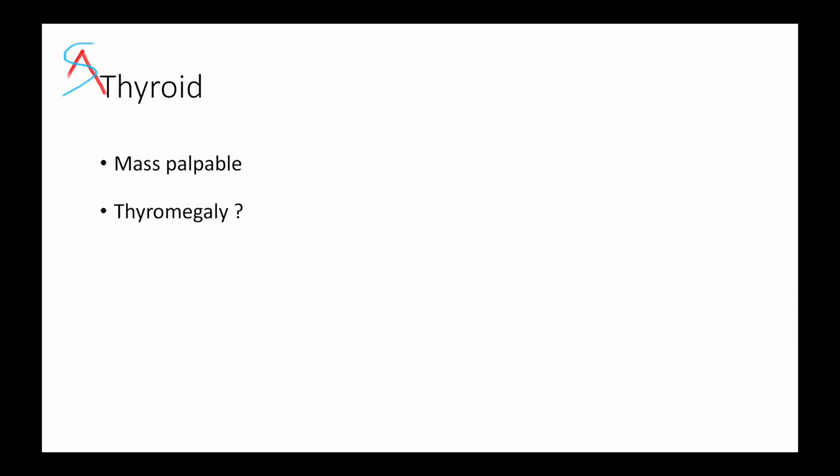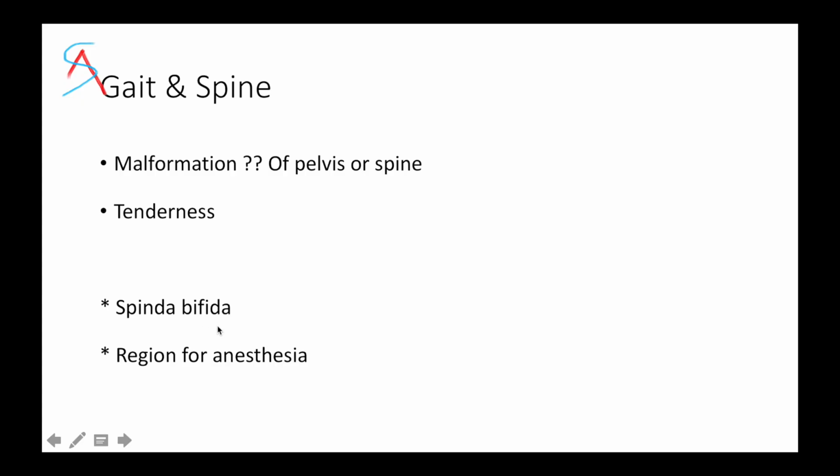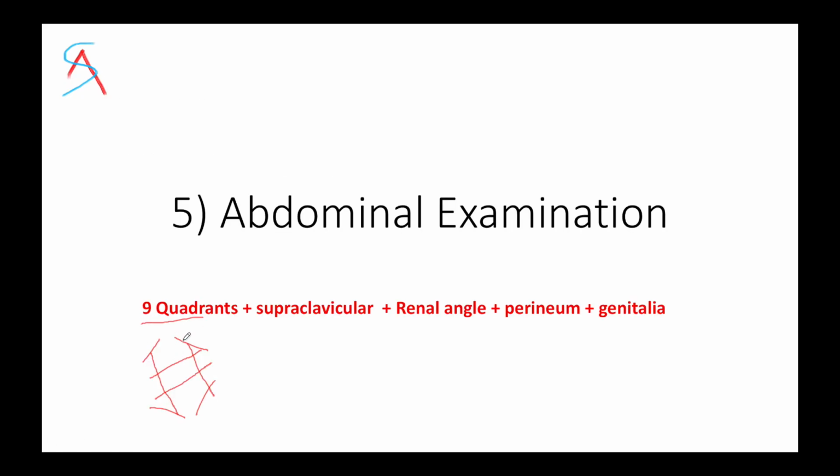Then you have to look for thyroid. If the patient has spina bifida, then the patient is prone to prolapse. Spine examination is also important as it is the region where anesthesia would be given, so we have to check. There are 9 quadrants in the abdomen. With that, we have to examine supraclavicular area, renal angle, perineum and genitalia. These all areas come under abdominal examination.